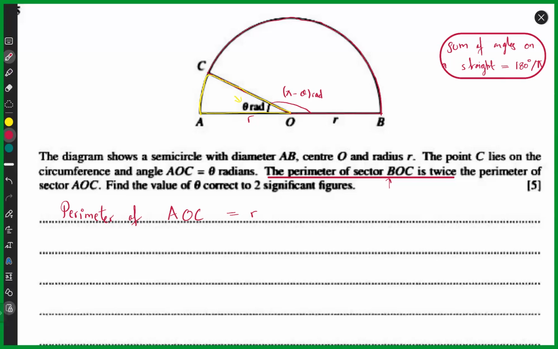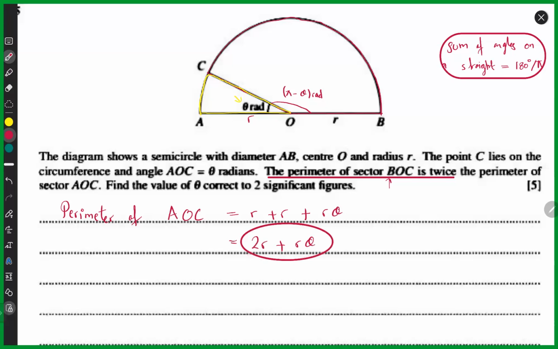What is OC or CO? What is this one? R. Very good. Well done. It's also R. Excellent. Because we know that this thing is also the radius. Plus, finally, the arc length. So it's very simple. Arc length is R theta. So I'll just write down R into theta, because theta is the angle here, right? So I can simplify this and write it as 2R plus R theta. So this is basically the perimeter of AOC.